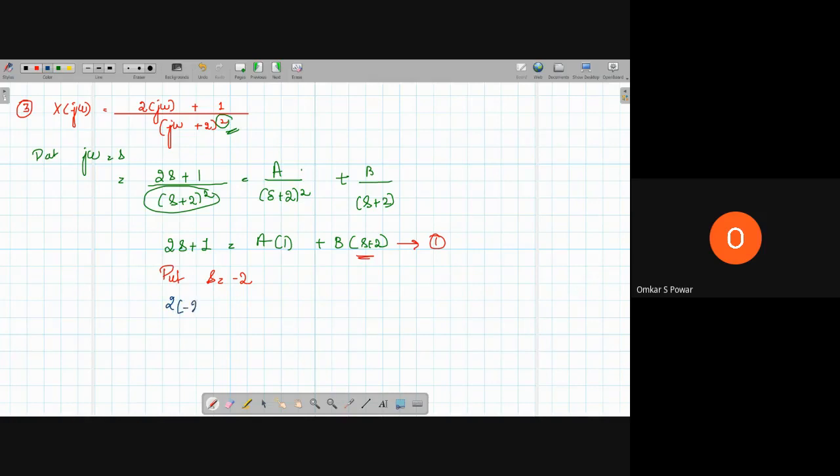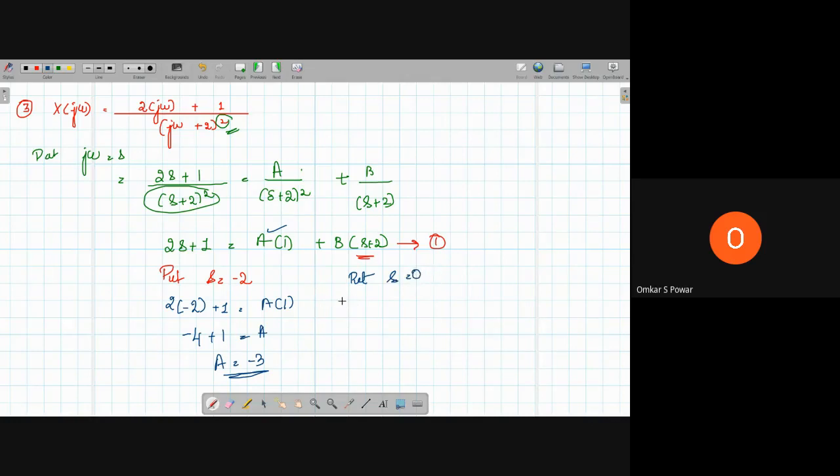So what we will get? 2 into minus 2 plus 1 is equal to a into 1 plus b into minus 2 plus 2 is 0. So it is minus 4 plus 1 is equal to a. So a is equal to minus 3. So we have got the value of a. So in order to get the value of b, what should we do? Put s is equal to 0 in equation 1.